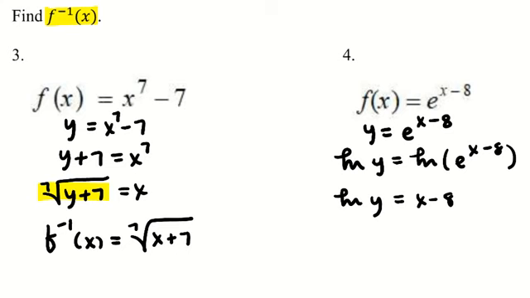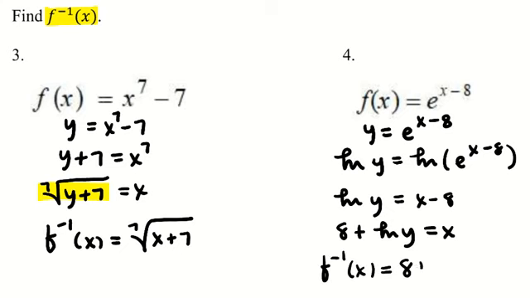Okay, so then I'm close. I'm just going to add 8 to both sides. So 8 plus the log of y is equal to x. But again, I've got f inverse in terms of y. So I need to just replace y with x and call it f inverse of x equals 8 plus the natural log of x. And that's great.